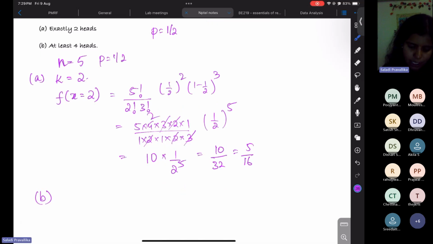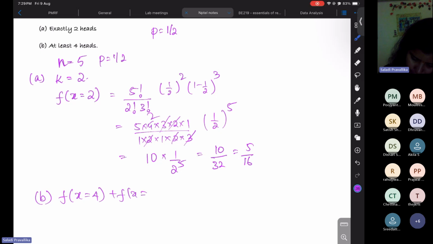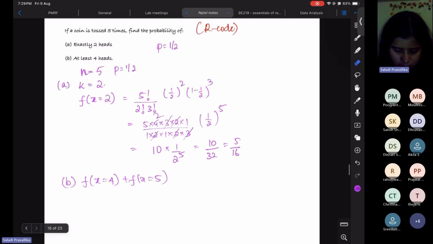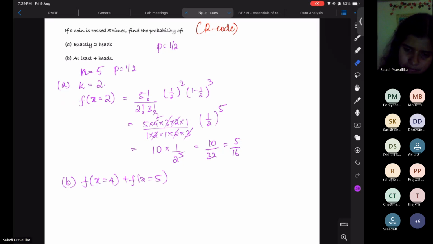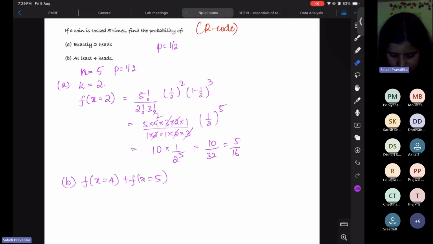So B, at least 4 heads. That is nothing but f of x equal to 4 plus f of x equal to 5. Okay. So these you can do automatically, just by keeping it in a formula. Or do you want me to do it? We'll take the answer 3 by 16 for now. I don't usually keep remembering the answers, I just compute. 3 by 16 is right. Awesome.